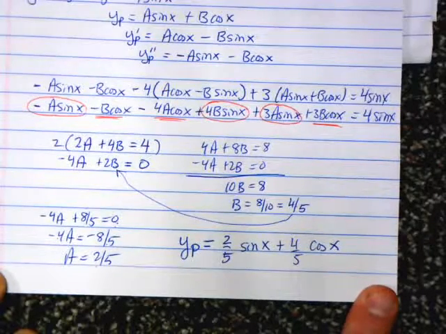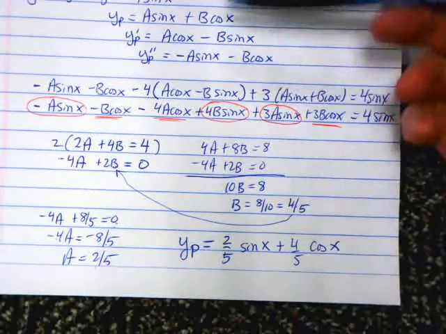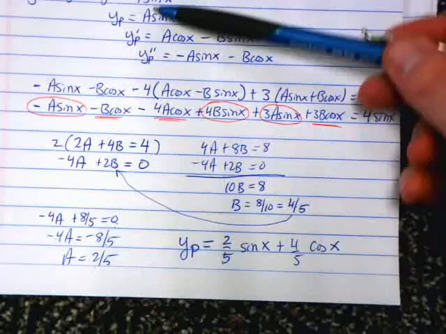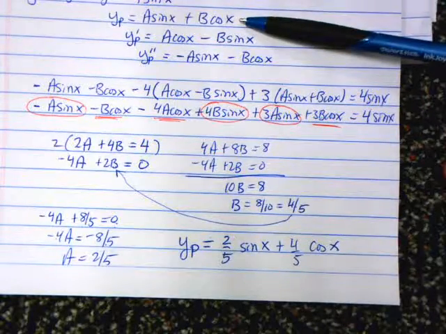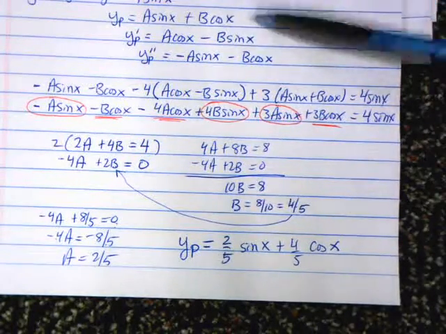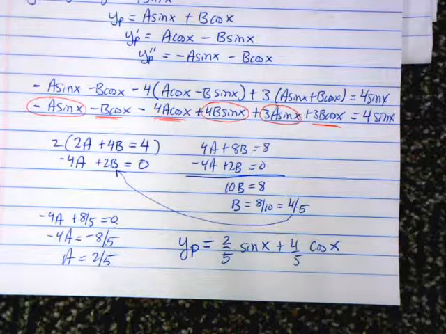If that equation had 4 cosine x instead of 4 sine x, it would be the same. If this started as a 4 cosine x, your original guess would be exactly the same. It would have to have a sine and a cosine in it. Sine and cosine always come in pairs.